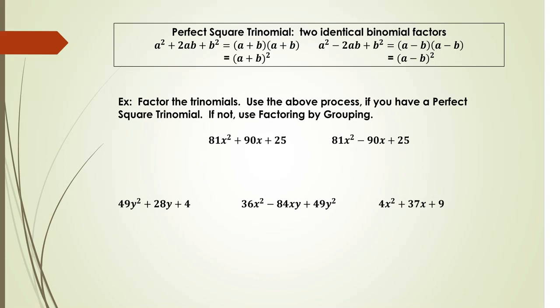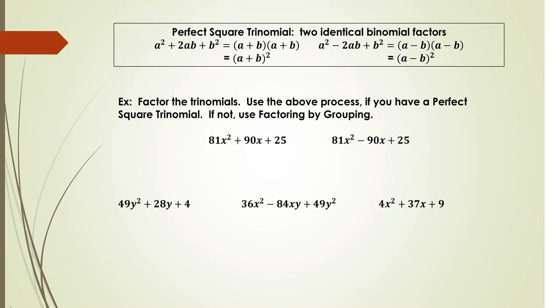So I'm going to show you how the terms are related inside of a perfect square trinomial and how that can help you to know if the binomials will be identical and how to quickly factor if that is true. So in our example, we're going to factor the trinomials, use the above process if you have a perfect square trinomial. If not, use factoring by grouping. In other words, you can use what I'm going to show you as a shortcut if you have a perfect square trinomial. If you don't, then you resort to factoring by grouping from 2 lessons ago.